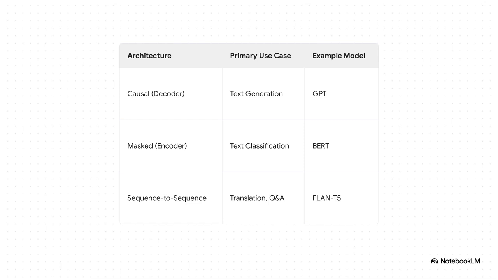Then there are masked models like BERT. Think of them like a language detective. They can see the entire sentence at once, past and future, which makes them amazing at understanding context and classifying things. And finally, you have sequence-to-sequence models like FLAN-T5. These are the expert translators, designed to take one whole thing, like a sentence in English, and turn it into another whole thing, like that same sentence in French.